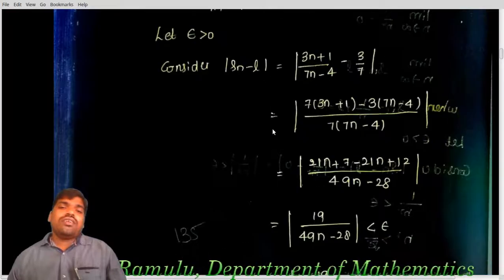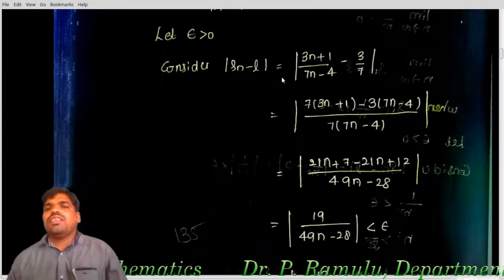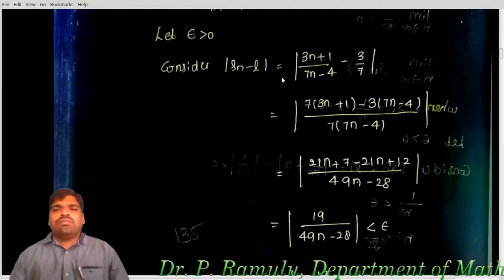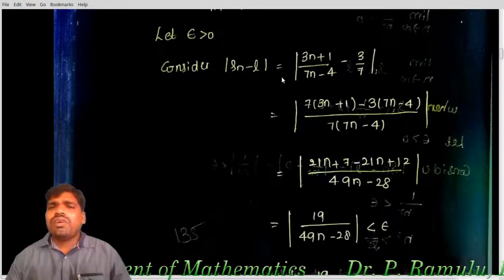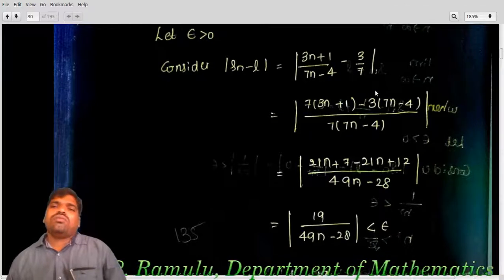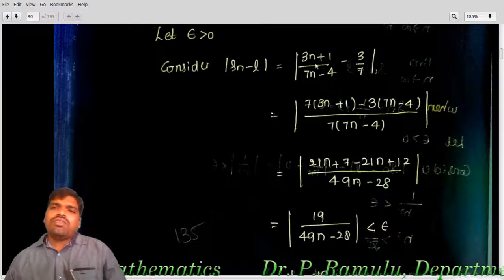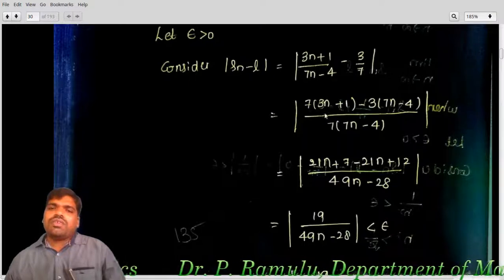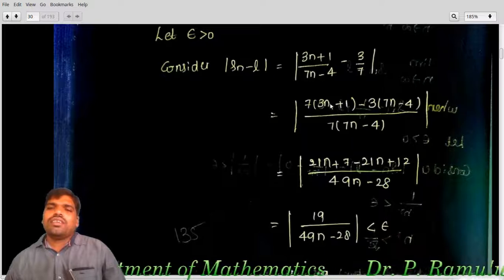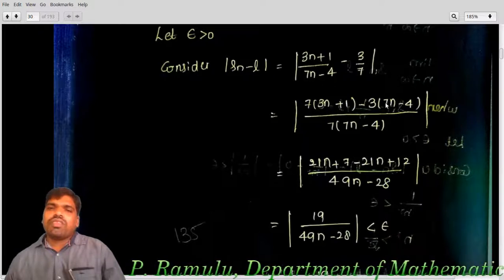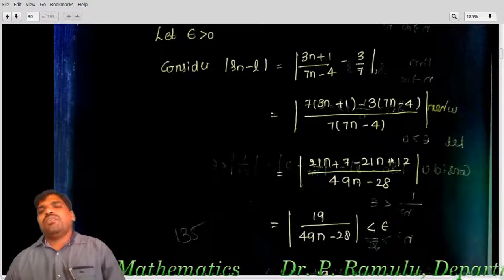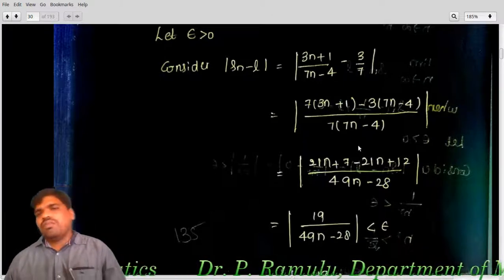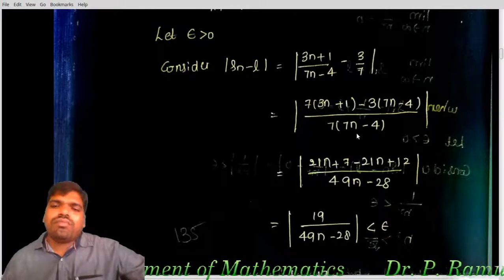Let epsilon be a small quantity. I'm considering mod Sn minus L equal to 3n plus 1 by 7n minus 4 minus 3 by 7. Here I am cross multiplying, taking the LCM. 7 times 3n plus 1 gives 21n plus 7, and 3 times 7n minus 4 gives 21n minus 12. With minus into minus, plus 12. 21n and 21n get cancelled out. What is the remaining term? 49n minus 28.